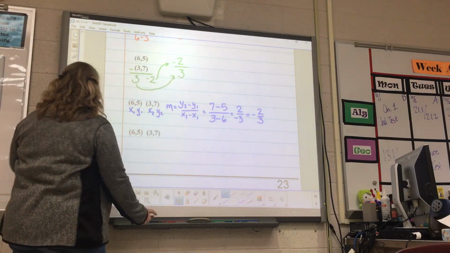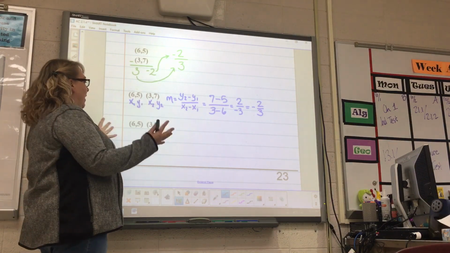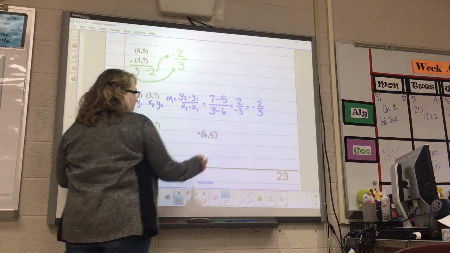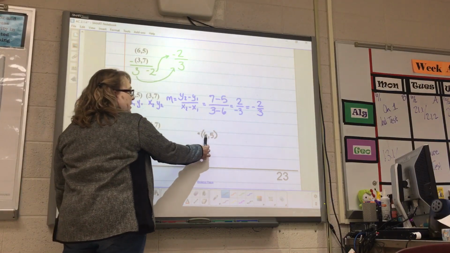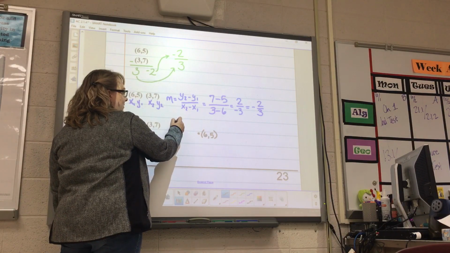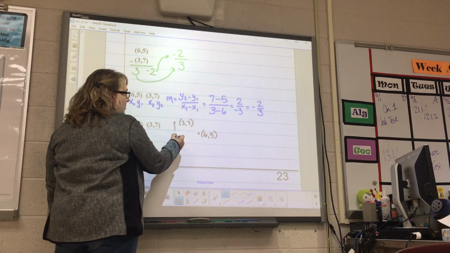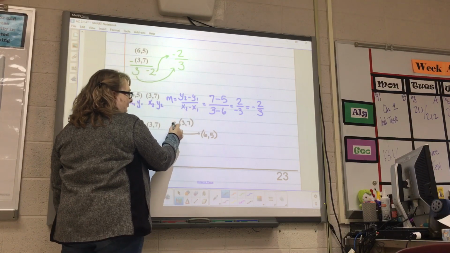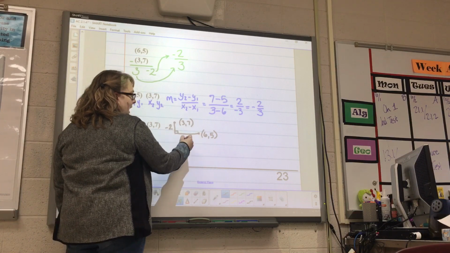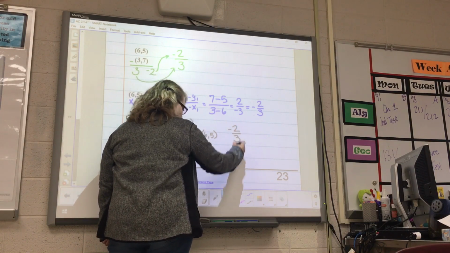And the final way that I have for you to find the slope between 2 points is to visualize them on a graph. If I were to graph the point 6, 5, it would be right here. For 3, 7, the 3 is going to be to the left of 6 because it's less than 6, but 7 is going to be above 5 because it's bigger than 5. Then I'm going to draw in my slope triangle, which gives me my delta y and my delta x. My delta y, I went down 2, and my delta x, I went 3 to the right. So then my slope would be negative 2 over 3.